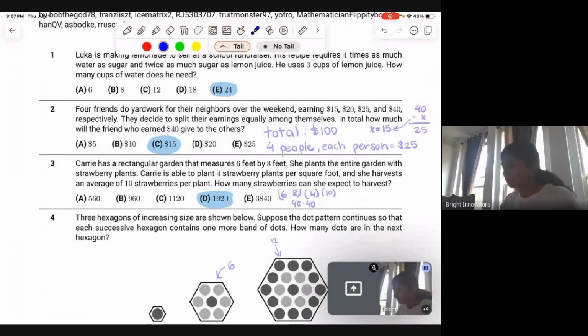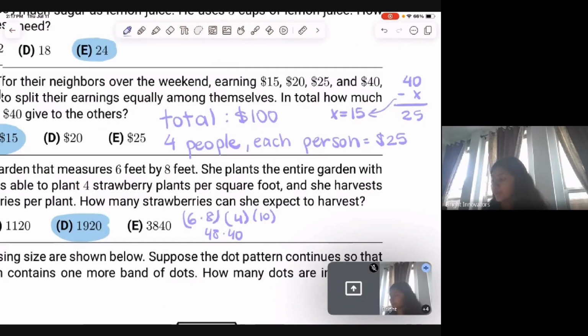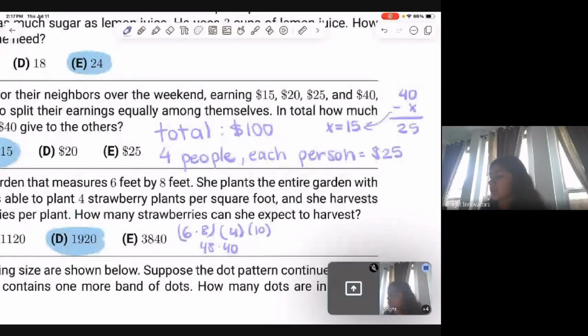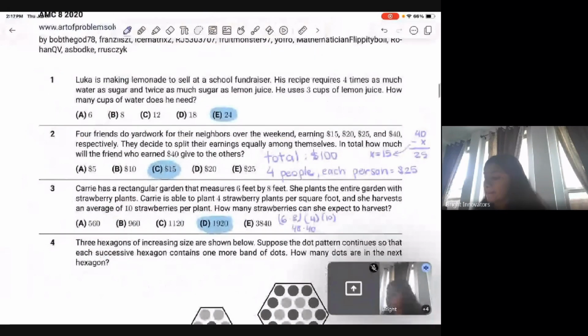And then there's 4 people who do yard work for their neighbors over the weekend, earning money. They decided to split their earnings equally amongst themselves. So how much did the person who earned $40 give to the others? If you add up what everyone got individually, that's $100, and there's 4 people. So each person would get $25. So the person who had $40 had to give a certain amount so that they only had $25 left, and that amount would be $15, because 40 minus 15 is 25.